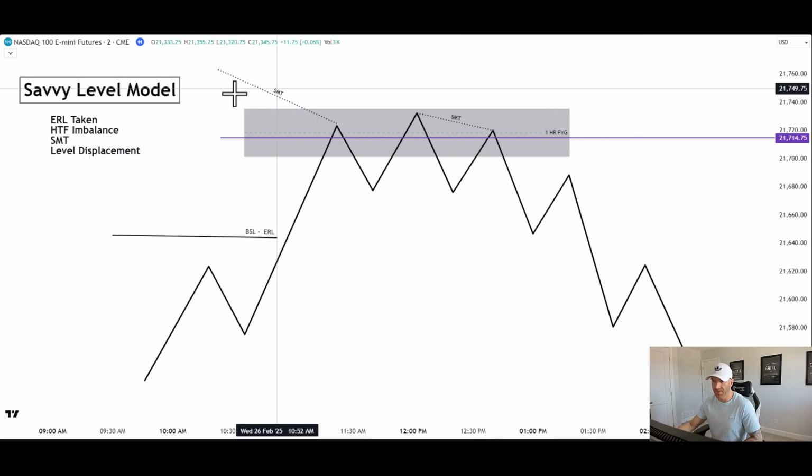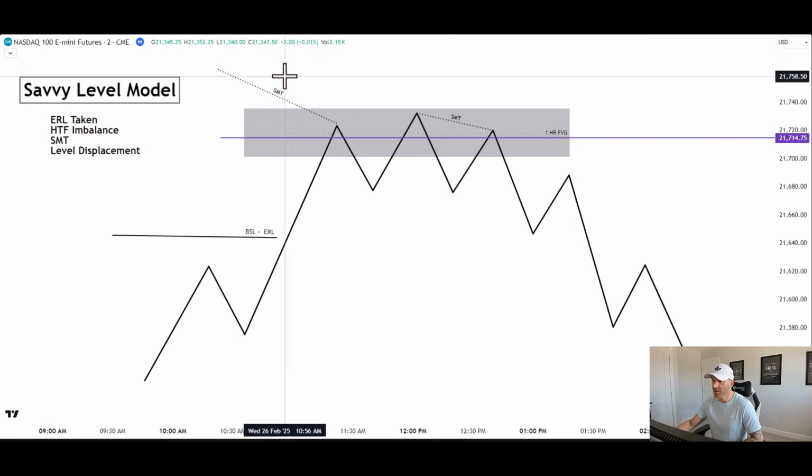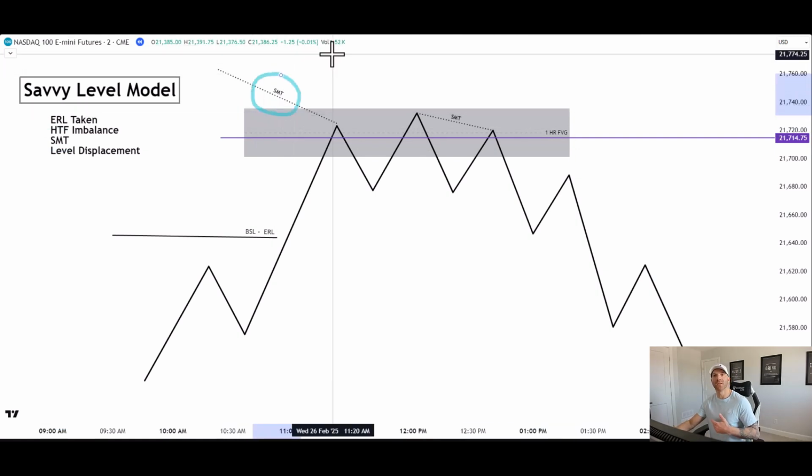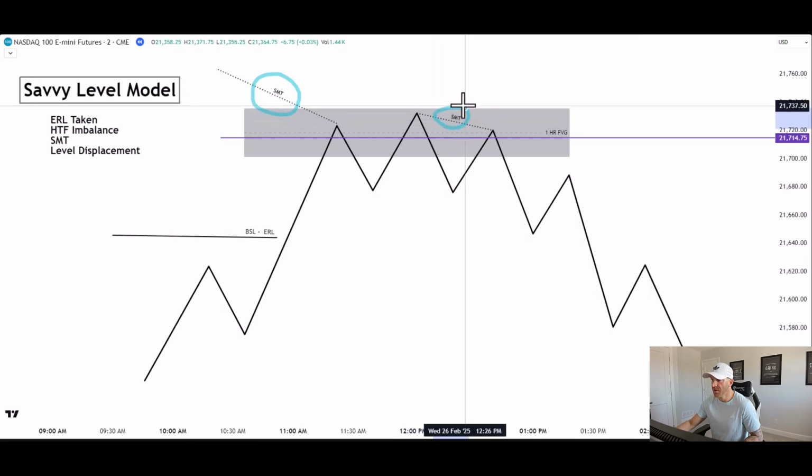So, after the high time frame imbalance, we then have SMT. Okay, and SMT is a huge, important part of this. Now here, you can see we have this SMT. So you want to see some type of higher time frame SMT, 15-minute, 4 hour. And then it's always a bonus to have the internal SMT. So one last SMT before the break of the level.